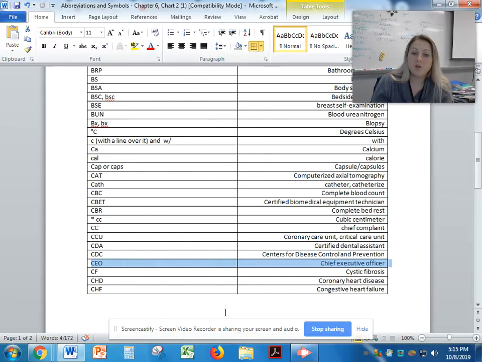We have a CEO. This is a chief executive officer. Generally, when a company is publicly owned where they have stock shares in their company, they are generally run by a group of people, and the person in charge of the whole shebang is the chief executive officer, the CEO. Okay, it's all capitals.